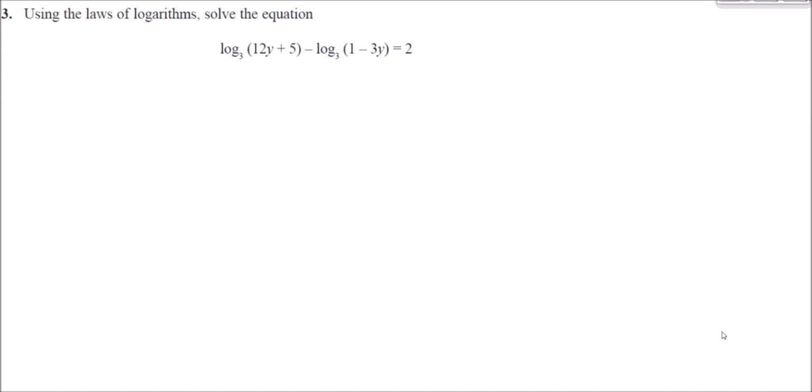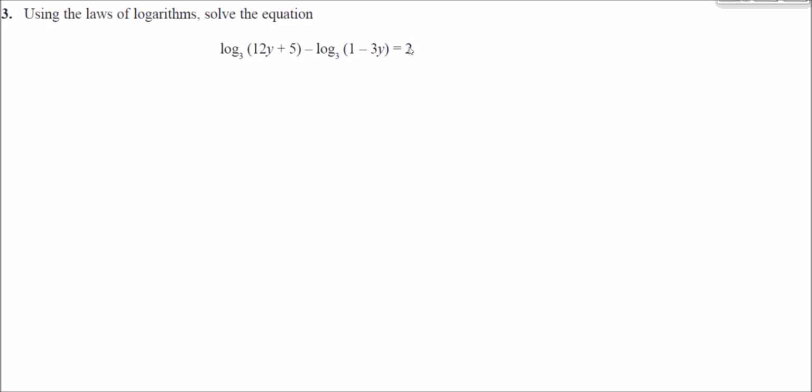Question 3, using the laws of logarithms, solve the equation log base 3 of (12y plus 5) minus log base 3 of (1 minus 3y) equals 2. The first thing you might want to notice is a lack of consistency within this equation. On the left-hand side, we have it in terms of log base 3, and on the right-hand side we don't. But that's easy to fix because 2 is a very small number, we can actually work out what this would be in terms of log base 3.